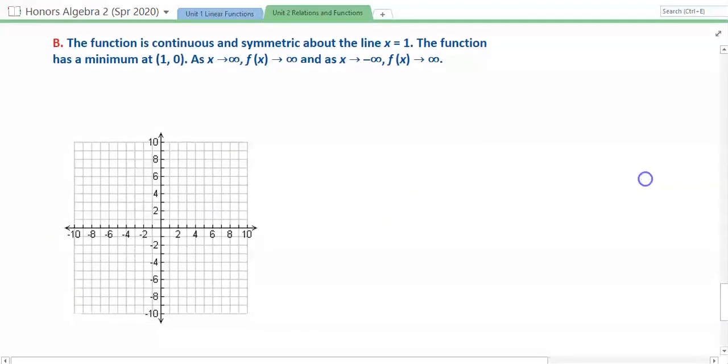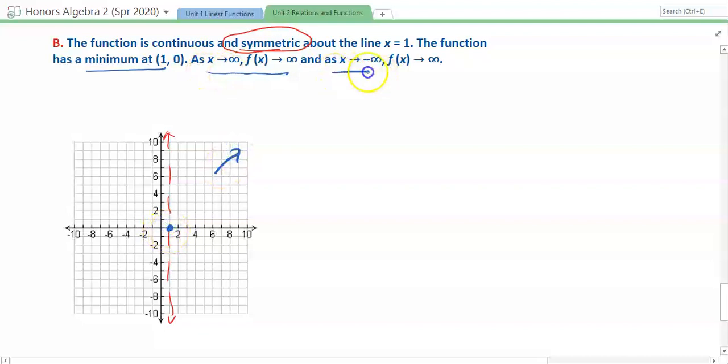So we now go to example B, and the function is continuous and symmetric about the line x equals 1. So I've got a line of symmetry at x equals 1 coming through like so. Whatever happens on the left is going to happen on the right. When we start graphing these points up, we're told it has a minimum of 1, 0. So 1, 0 is here. And we're told that as x goes to infinity, y goes to infinity. So somehow it's going up this direction.